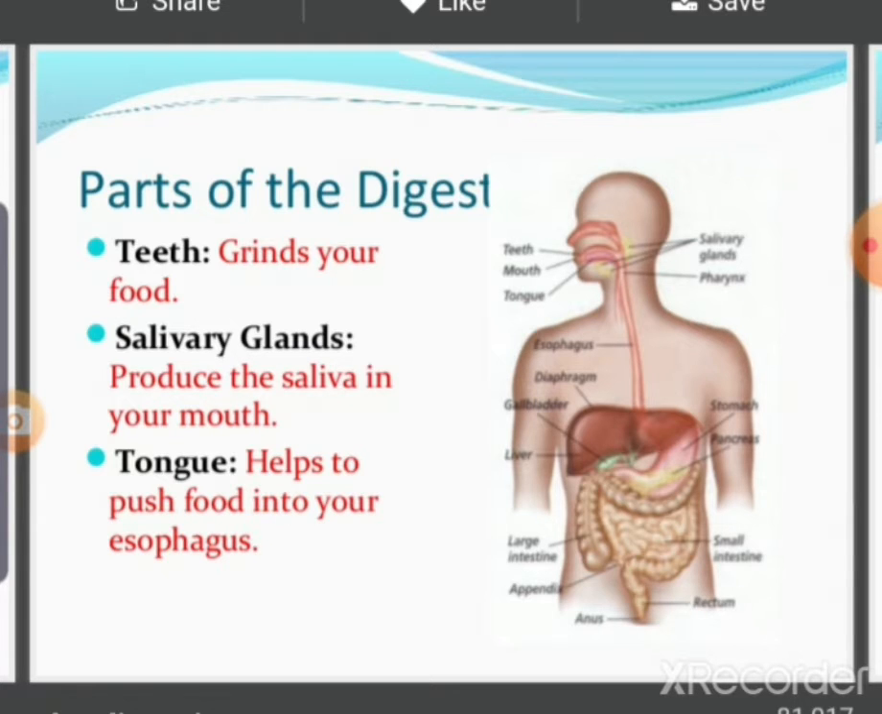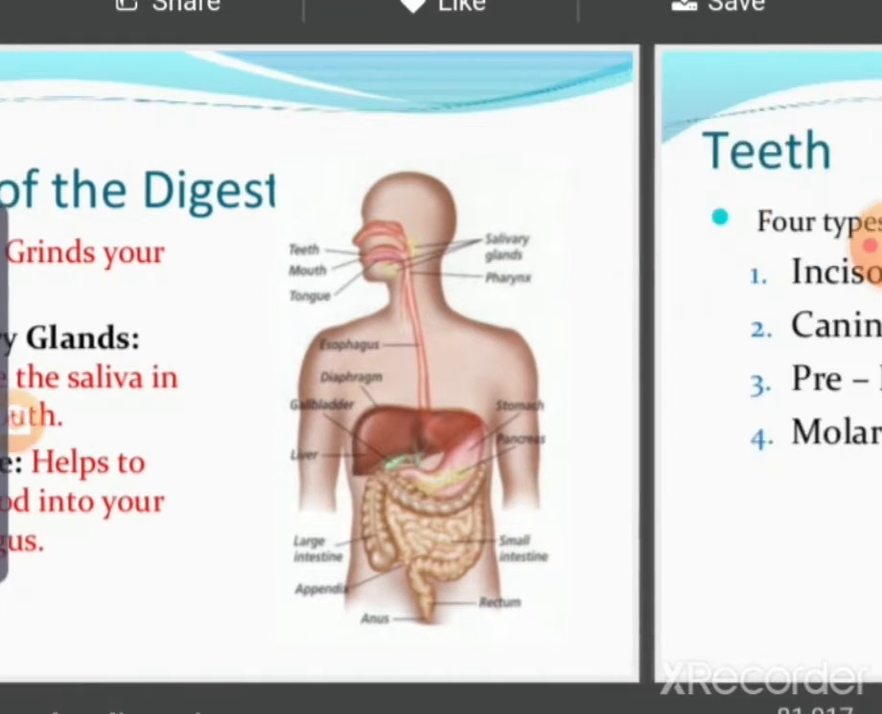So teeth generally help to grind the food we are eating. Salivary glands produce the saliva. When we are chewing something, it secretes the saliva in our mouth. And the tongue generally helps to push the food into our esophagus, that is the next part of our digestive tract.